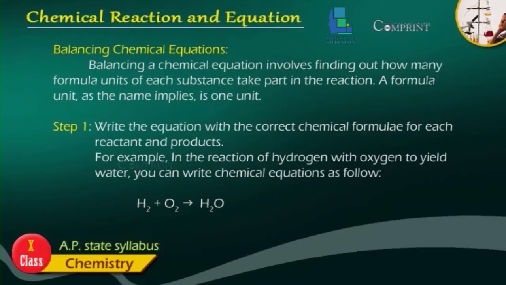Balancing a chemical equation involves finding out how many formula units of each substance take part in the reaction. A formula unit, as the name implies, is 1 unit. Step 1. Write the equation with the correct chemical formula for each reactant and product. For example, in the reaction of hydrogen with oxygen to yield water, you can write the chemical equation as follows: H2 + O2 gives H2O.